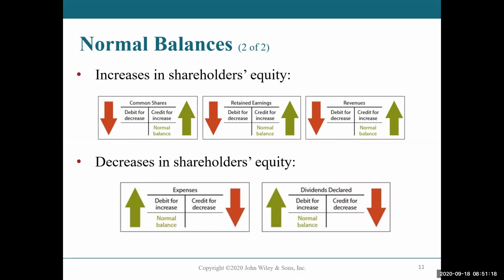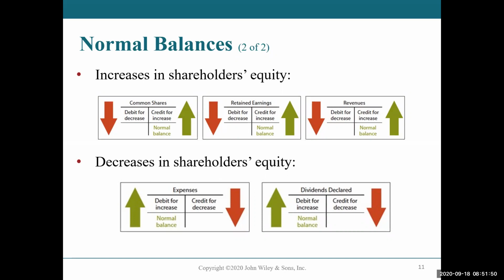Now, shareholders' equity does have different types of accounts attached to it. So there are common shares, retained earnings, revenue, expenses, as well as dividend. All of these accounts come under your equity section. Okay, so common shares have a normal balance of credit. Your retained earnings have a normal balance of credit. Revenues have a normal balance of credit.